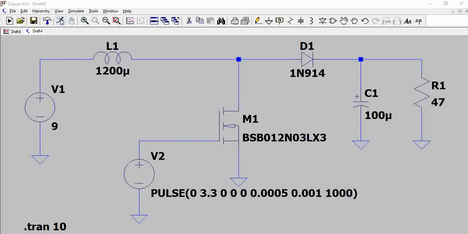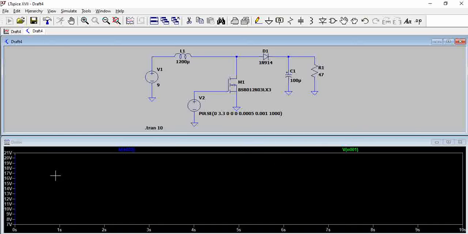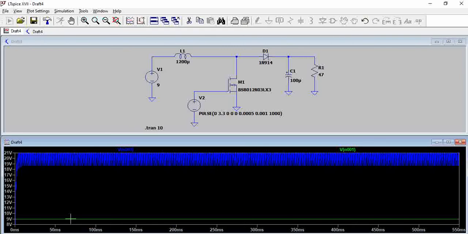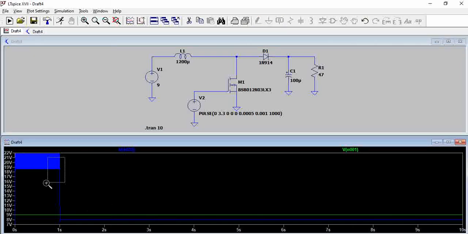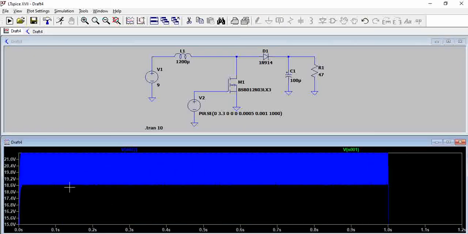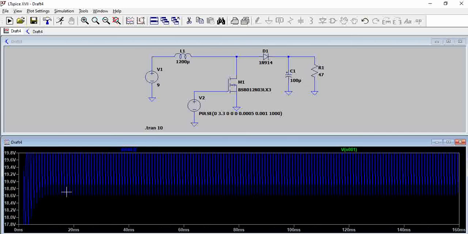So, when we run this, it's just getting simulated. You can see here, the green is the input voltage, which is 9 volts, and we have simulated only till 1 second. Below this, we can ignore the output waveform. You can see here there is output ripple. Again, that involves part of the calculation. You can see approximately, we can say around 19 volts is the output here.